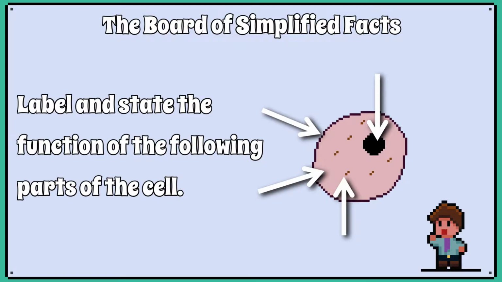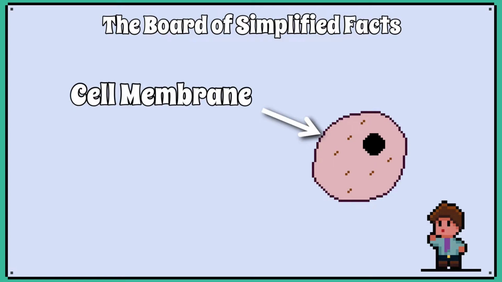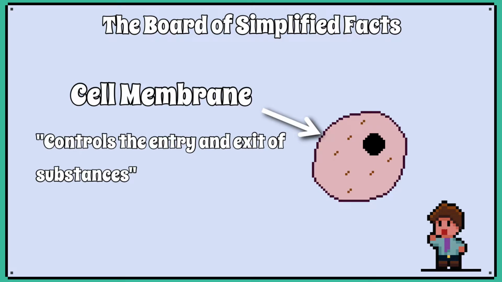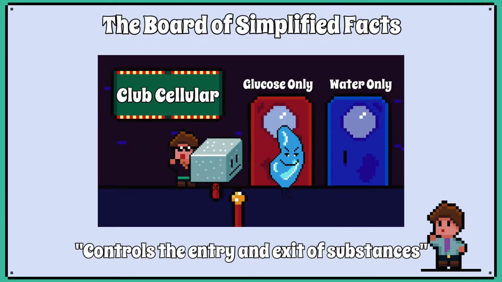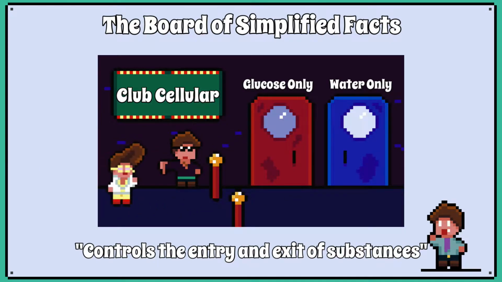labelled part. The outer line is called the cell membrane, and it controls the entry and exit of substances in and out of the cell. Think of it a bit like a bouncer outside a club letting certain people in and out.